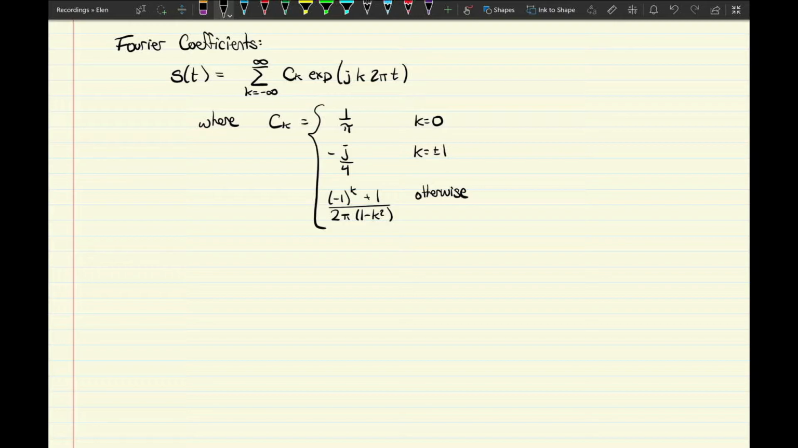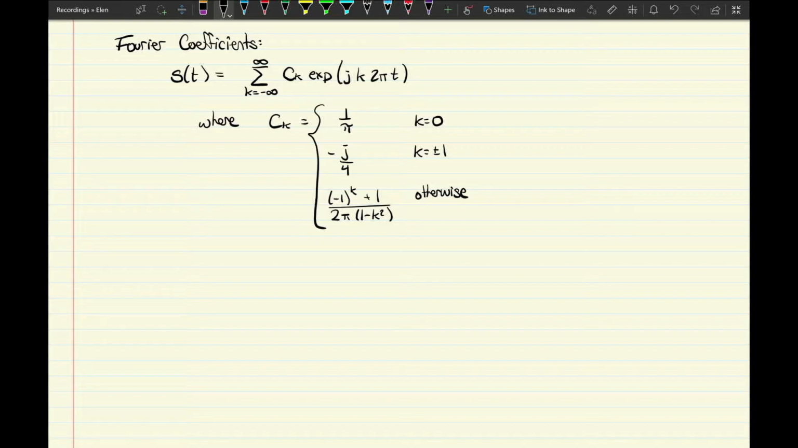So if we wish to express this half-wave rectification of a sine wave as a Fourier series with exponential form, don't forget that we actually also have negative values of k, which are just simply going to give us complex conjugates. And so the DC term is 1 over pi, and whenever k is plus or minus 1, we end up with the coefficient negative j over 4.